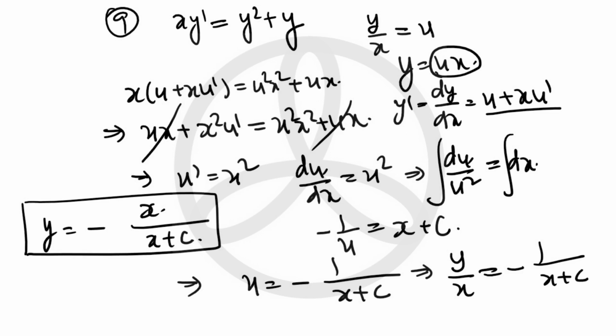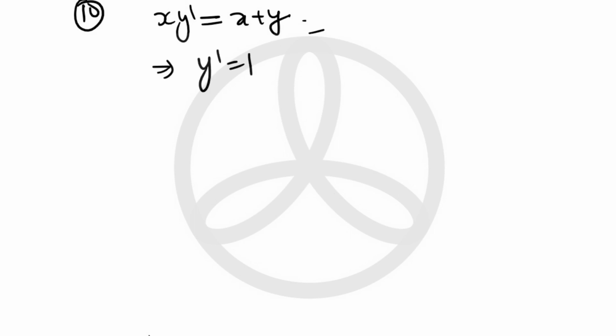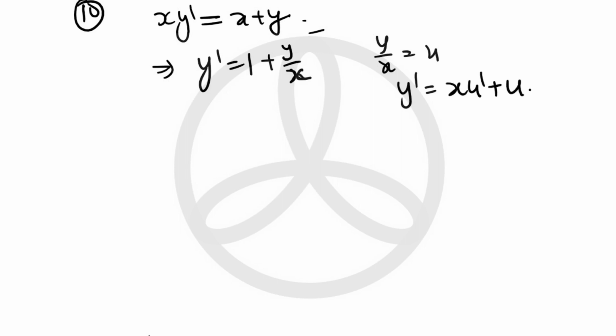So let us move to question number 10 now. Here is question number 10, y prime = 1 + y/x. We divide the entire expression by x, then we get this particular thing, and y/x we assume is equal to u. So y prime again we will get as x u prime + u.